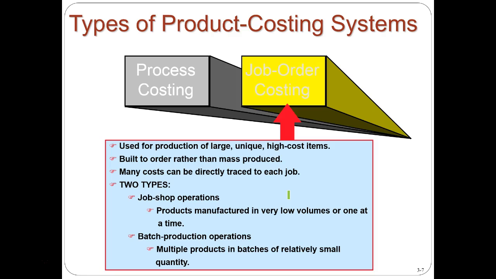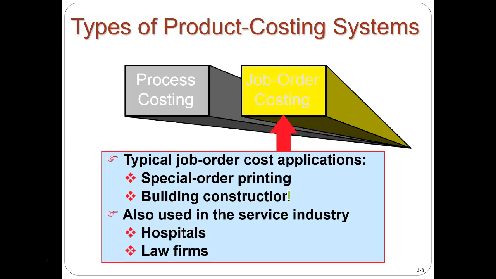Batch production, multiple products in batches of relatively small quantities. So then if we have these batches that are somewhat unique, then we can do this job order cost system. So typical job order cost applications, special order printing. So if the printing jobs are all different and they're specially ordered, job order cost systems are what we'll use. Building construction. I've worked a bit in the construction area, and all construction jobs are often different, and therefore we're going to have to allocate the costs to those construction jobs.